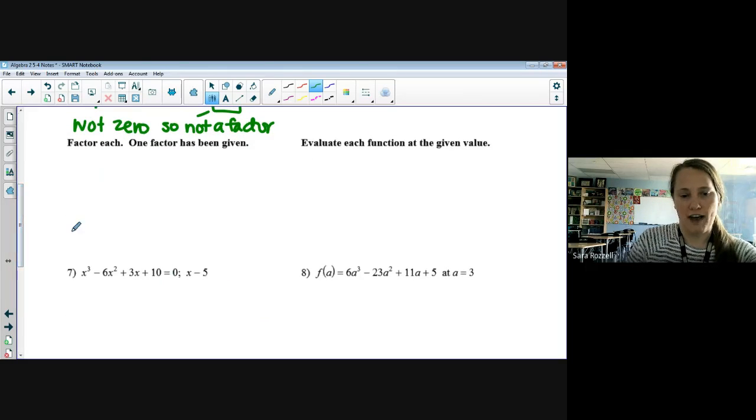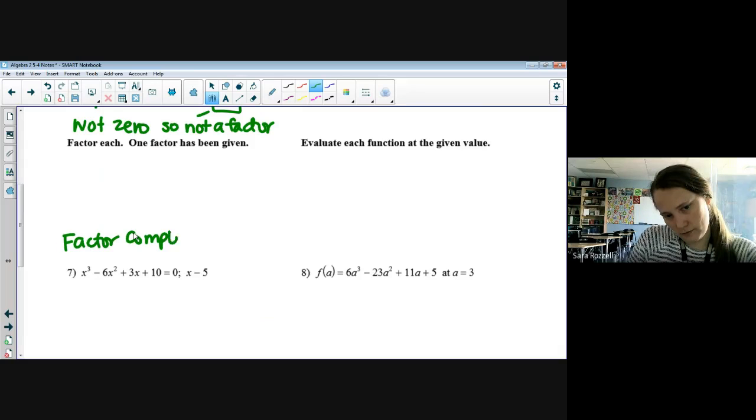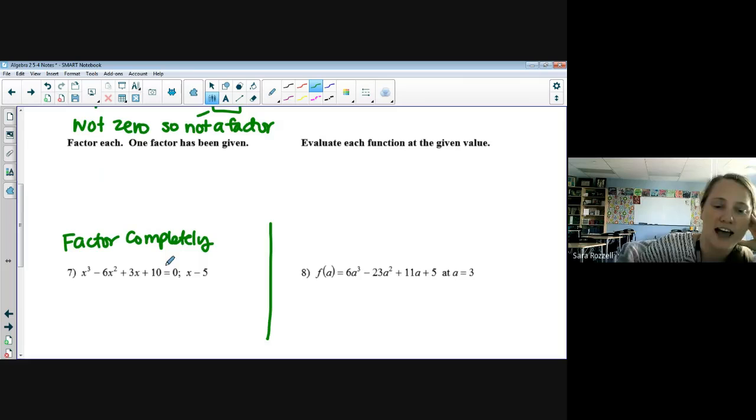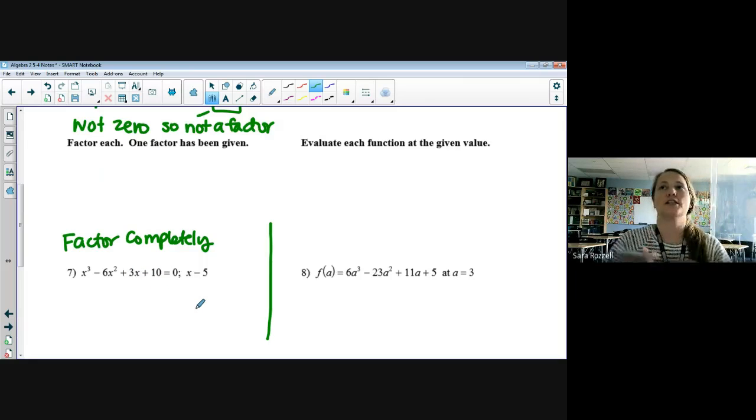So we are going to factor completely. They give us a problem and they tell us x minus 5 is one of our factors. So when we divide the x minus 5, what remainder should we expect to get if we know it's a factor? What remainders do factors always get? 0, yes. So we're going to divide this using synthetic division. We'll get a remainder of 0. And whatever's left at the bottom, we're just going to keep factoring.